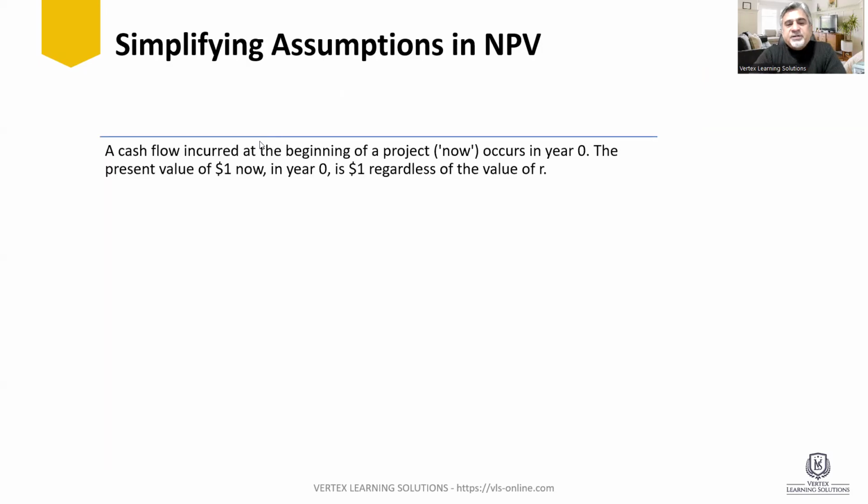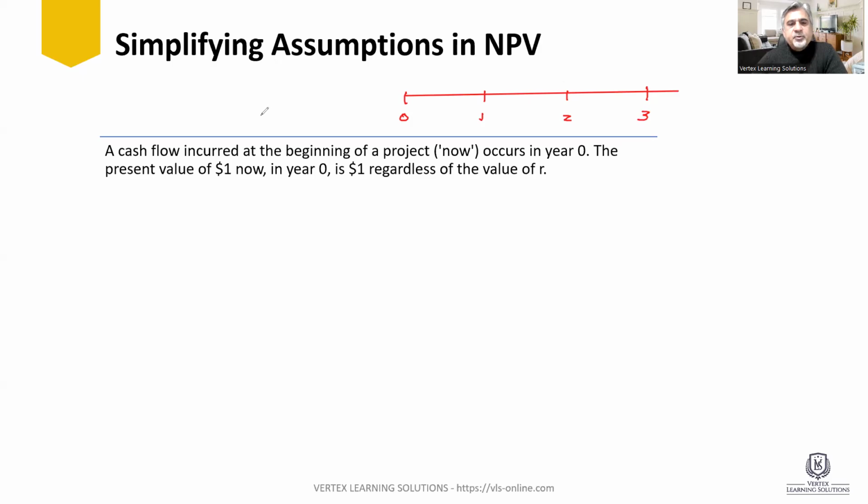Number one, a cash flow incurred at the beginning of a project now occurs in year zero. The present value of $1 now, in year zero, is $1 regardless of the value of R. R was the required rate of return, the WACC. Remember, in your NPV your project's timeline is always like this: this is year zero, then year one, year two, year three, and so on.